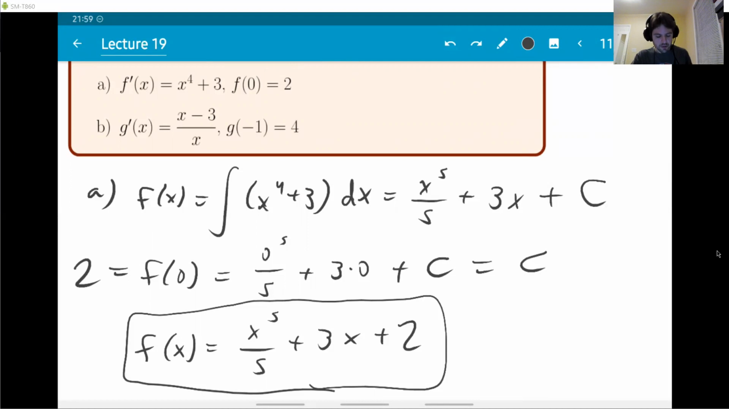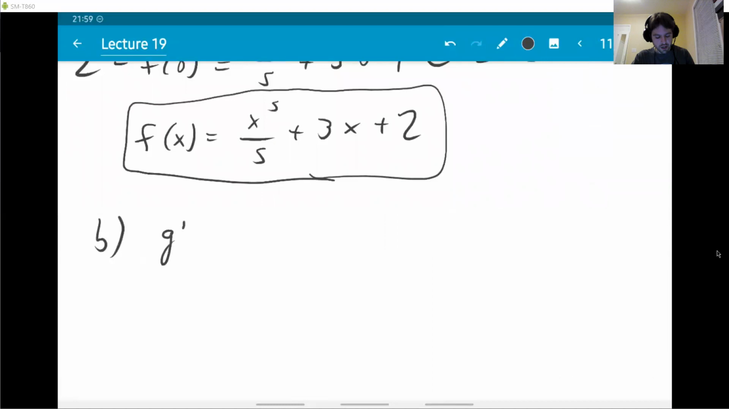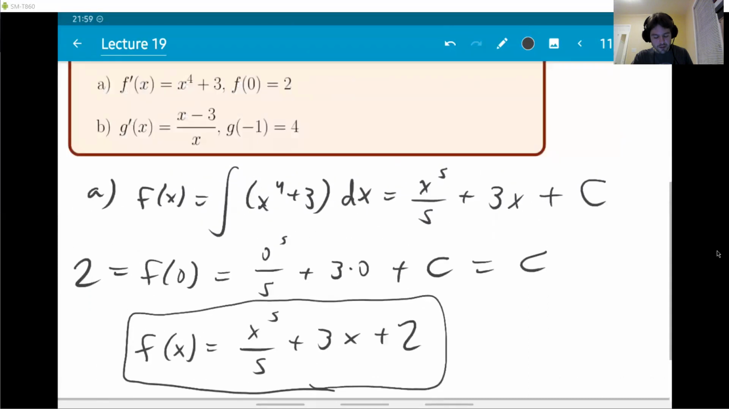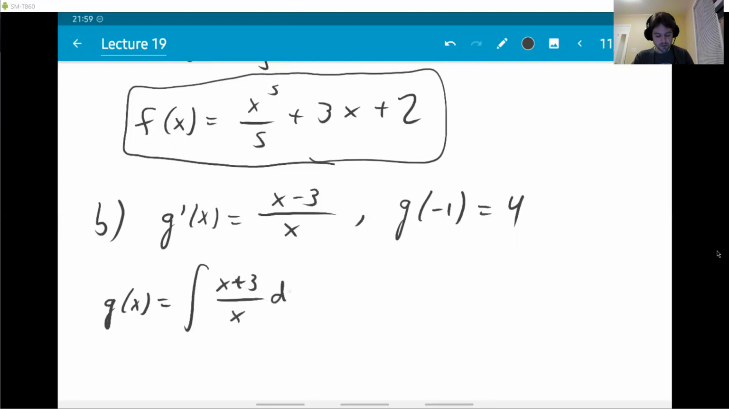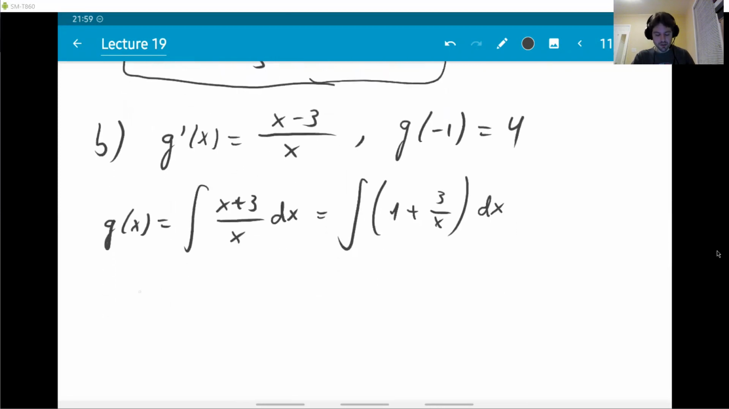Look at B. G prime is supposed to be x plus 3 over x, and G of minus 1 is 4. So from the differential equation, you know that G is an antiderivative of the function x plus 3 over x. Taking this antiderivative is easy if you split the fraction as a sum of powers of x. So the antiderivative of 1 is x. Antiderivative of 3 over x is 3 ln absolute value of x. And there is a plus c.